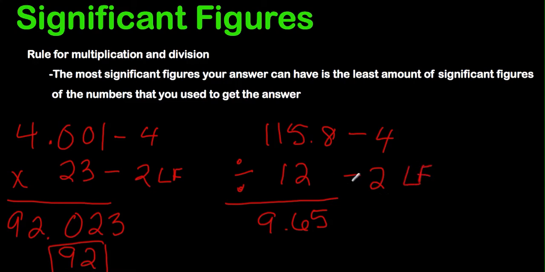I'll put that little LF after that, which means we can only have 2 significant figures in our final answer here. So I'm going to have to round this 6 up. This becomes 9.7 with the appropriate significant figures. So we have to make sure we can't have more precise answers than what we use to get the answer. Let's go to a clean sheet here and try another example.